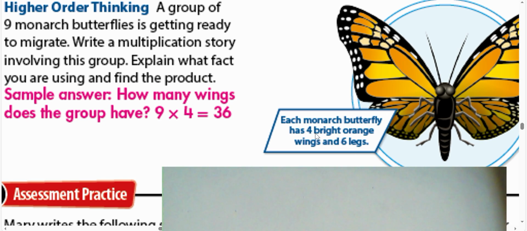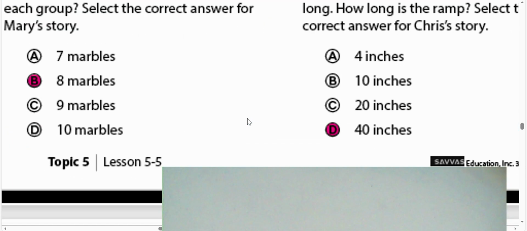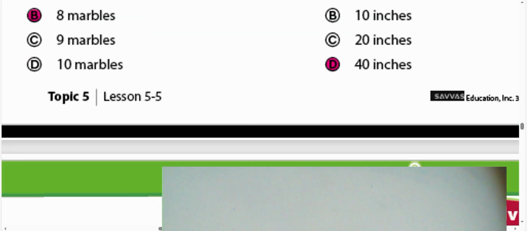We can write the number of wings. You can ask it, how many wings does the group have? We can write, how many wings does the group have? 9 times 4 equals 36. We can practice about this question.